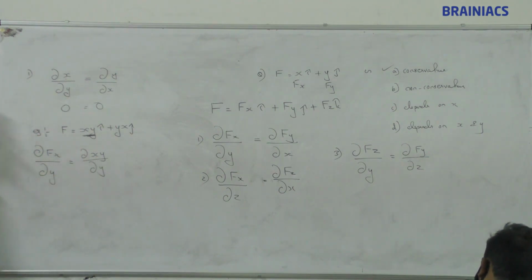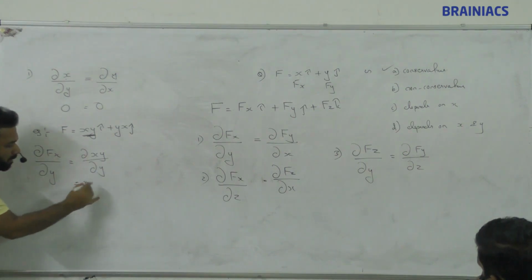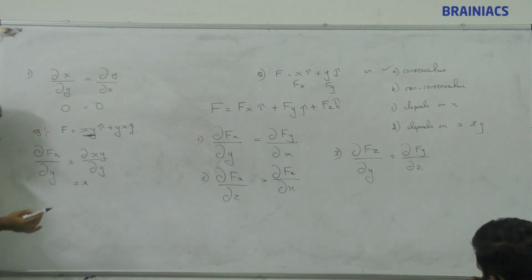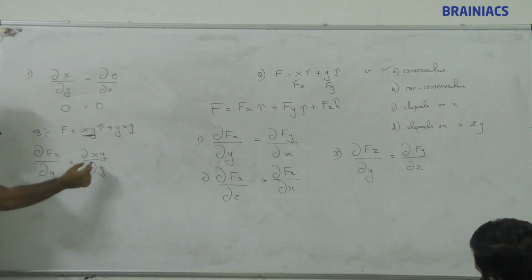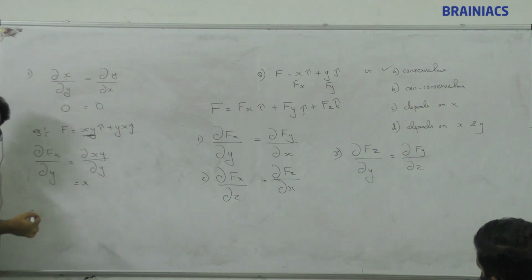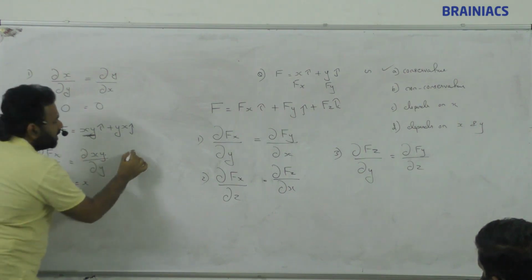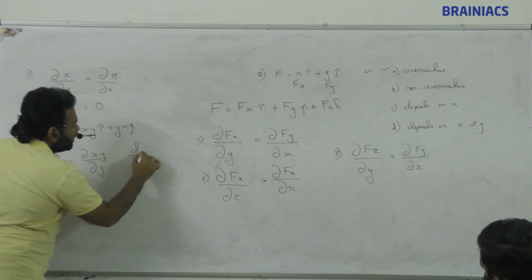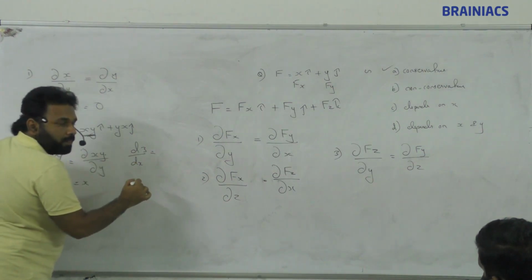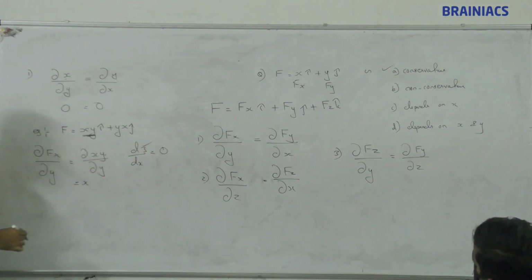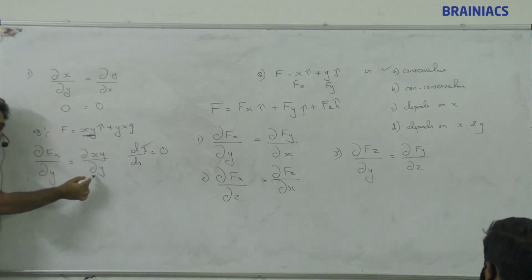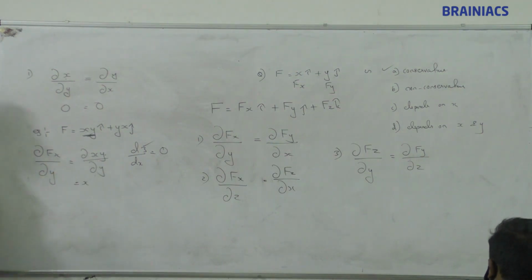When I differentiate this, what will come? x. So it need not be that this will be 0 always. If y is there, it will not be 0. When only x is there, d/dx of 3 is what? 0. This is a constant. Same way with respect to y, x and z will become constant. That is what partial differentiation is. Clear, all of you?